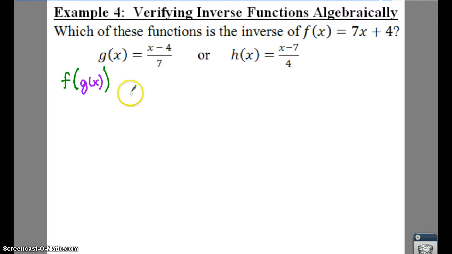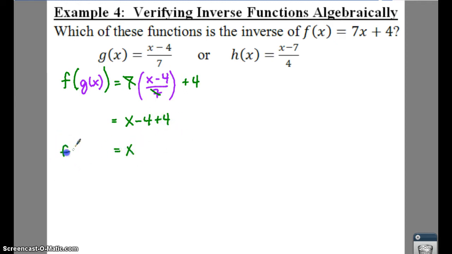So what we're going to do is find f of g of x first. We're going to take our function, which has 7, take out the x, and in its place plug in x minus 4 all over 7, and then add 4 at the end. So if we multiply these, your 7's cancel. You end up with just x minus 4 plus 4, which cancel out, so you get an x. So that means that f of g of x is x.